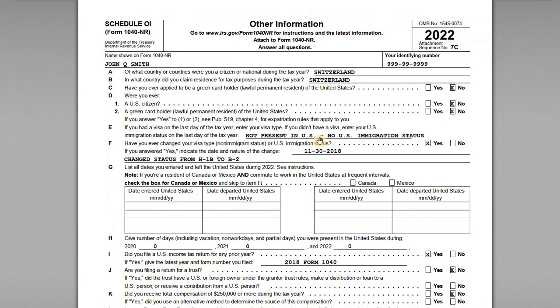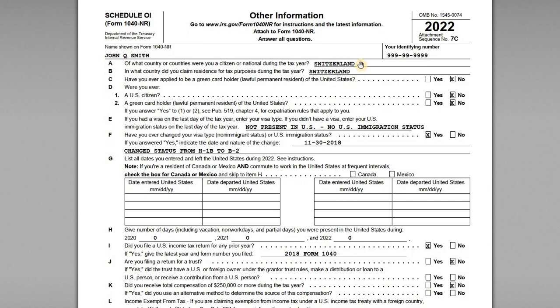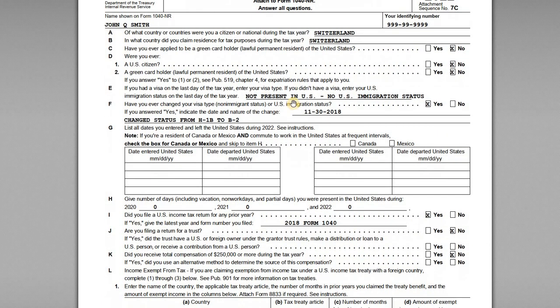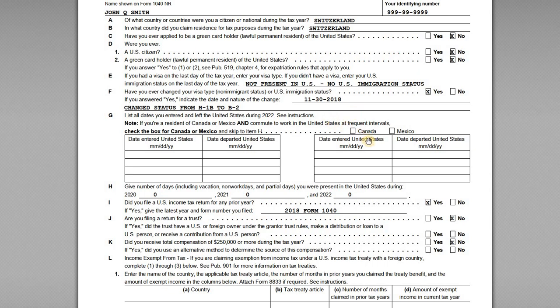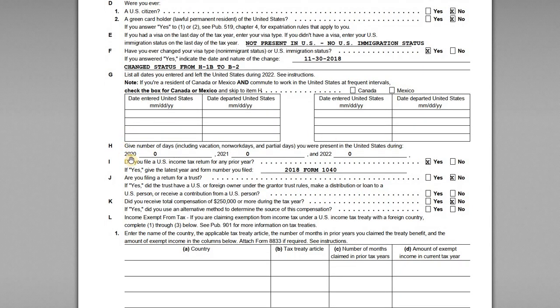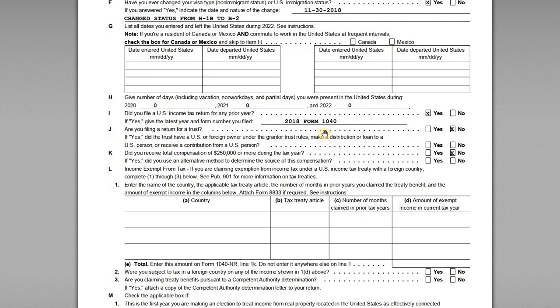Now, of course, the important part is the treaty position, right? So we do have to complete Schedule OI. So John's filled out all this accordingly. So he's a citizen and resident of Switzerland. As far as his U.S. immigration status, in 2022, he's not present in the U.S., but he does have to disclose that he was formerly living in the U.S. So he changed his status in November 2018 from an H-1B to just a B-2 visitor visa. He's disclosed the number of days he was in the U.S., which is none for the last 3 years. And then he's indicated the last tax return he did file was the 2018 Form 1040.